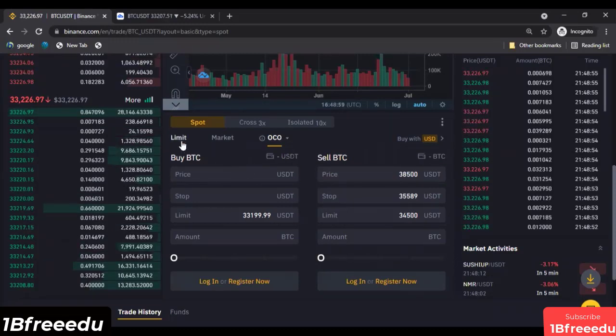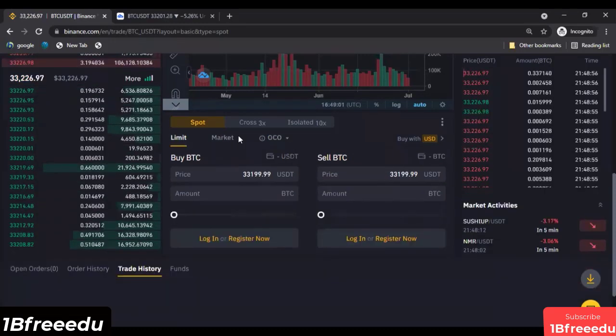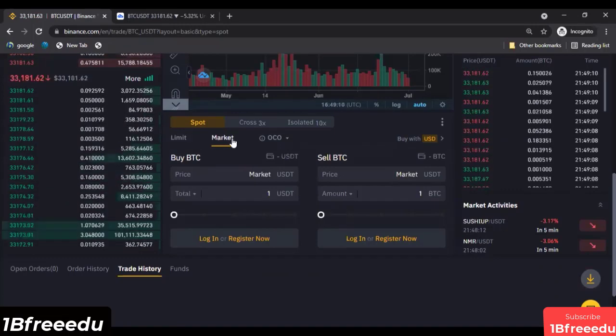I hope you were able to understand all this. You can first start by checking out limit and market orders by setting orders at limit and market price only. And I do recommend again to you guys that you only go for spot trading if you are a newbie, and make all the calculations before taking any trade. And I would recommend you practice before taking any real trade.